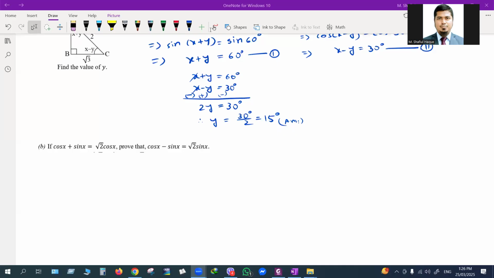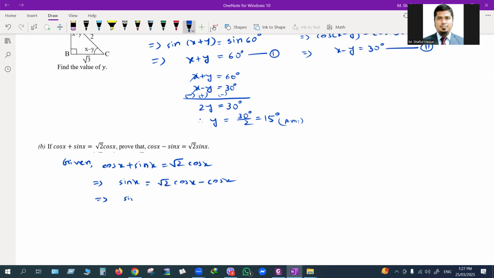Now, question number B. This is very, very simple. This is from your textbook. Cos x plus sin x is equal to root 2 cos x. This is given. So at first we will shift one of the cos x to the right side. Sin x is equal to root 2 cos x minus cos x.